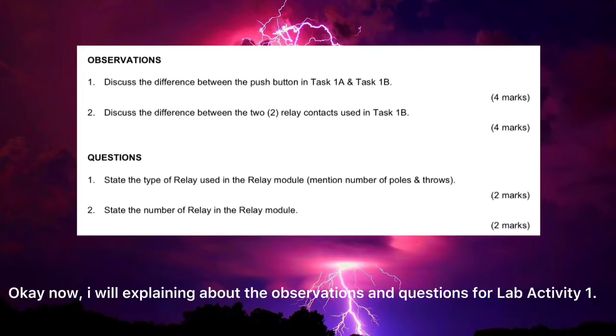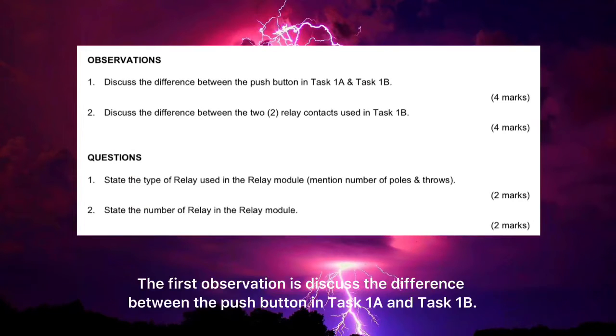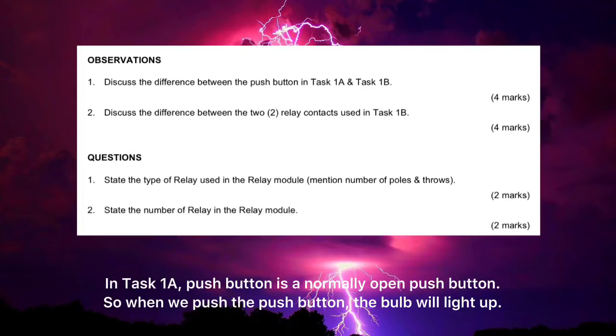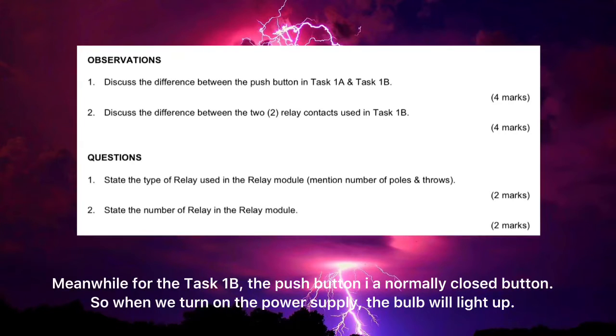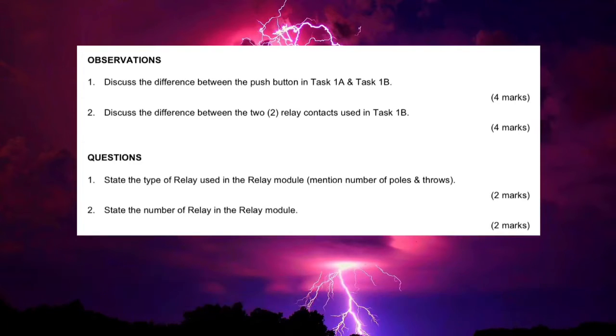Okay, now I will explain the observations and questions for Lab Activity 1. The first observation is to discuss the difference between the push button in Task 1A and Task 1B. In Task 1A, the push button is a normally open push button. So when we push the push button, the bulb will light up. Meanwhile, for Task 1B, the push button is a normally closed button. So when we turn on the power supply, the bulb will light up.